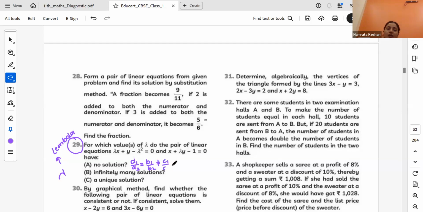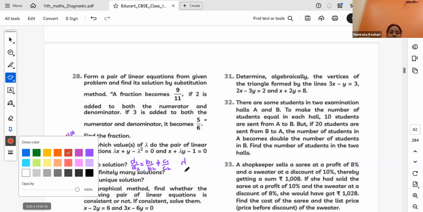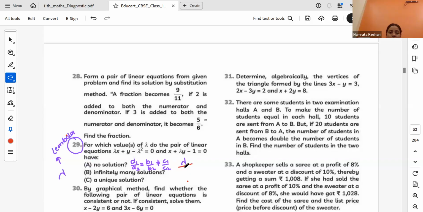Yes, ma'am. We need to just identify our a1, a2, b1, b2 carefully, and we can compare them. Not equals to will not help us anything here. So we get lambda x, or not x, just lambda. That is the coefficient of x. A1 is lambda, right? Yes, ma'am. Over a2, which is just 1, is equal to b1, just 1, over b2, just lambda.